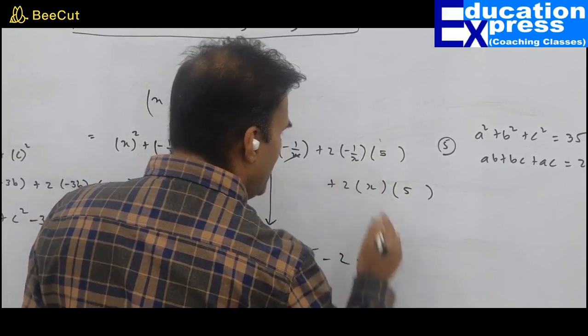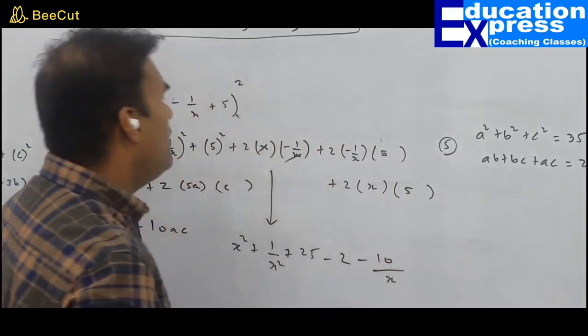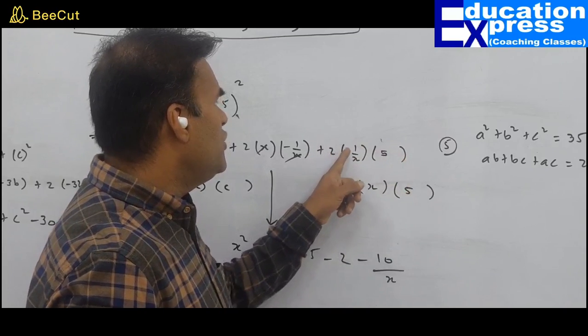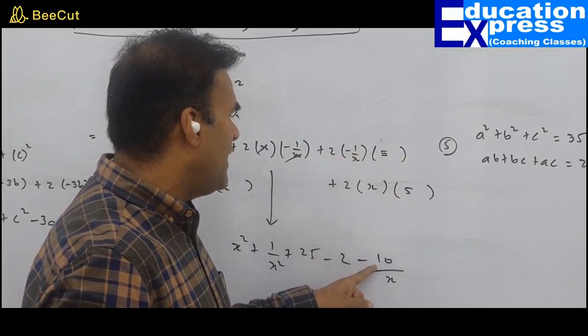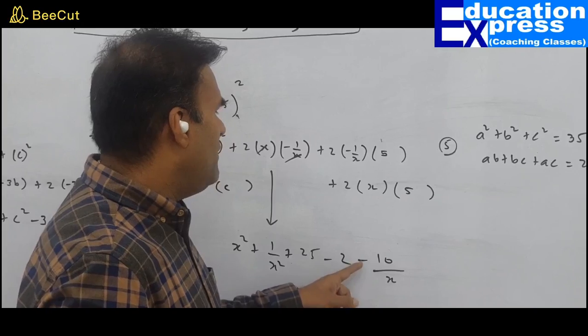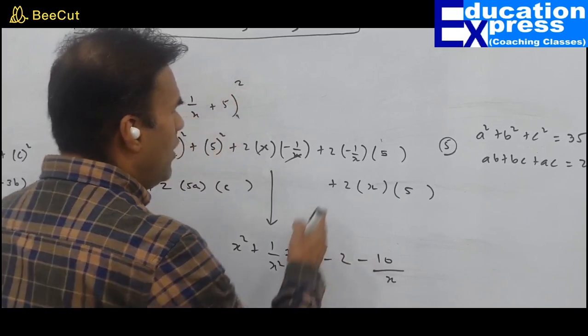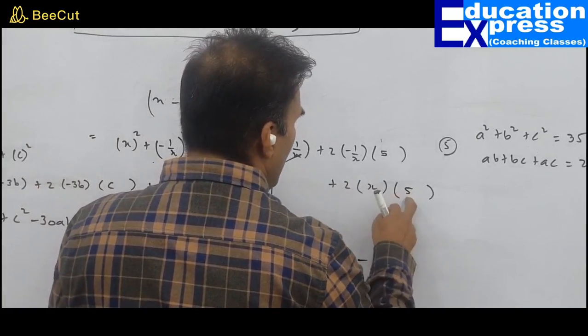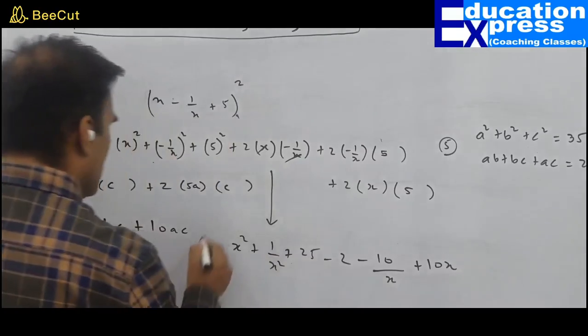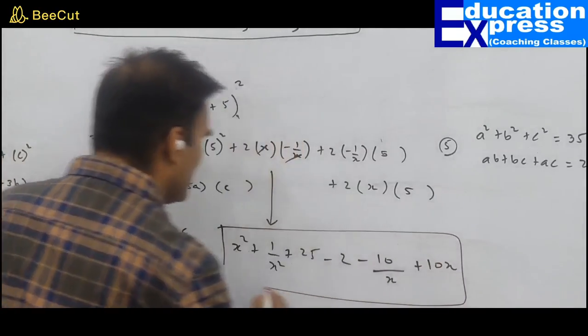Minus 10. What is there in the denominator? x. Remember, all the numerators will be multiplied together. So 2 into minus 1 into 5, that is minus 10. Denominator we had x, so we wrote x. So finally minus 10 upon x. What about this one? 2 into 5, 10, 10 into x, 10x. So this is our answer for this question.